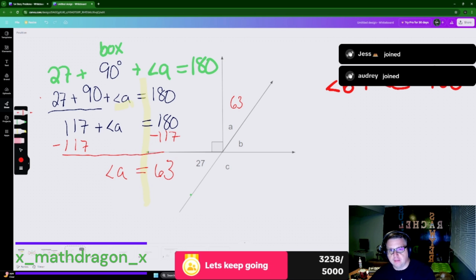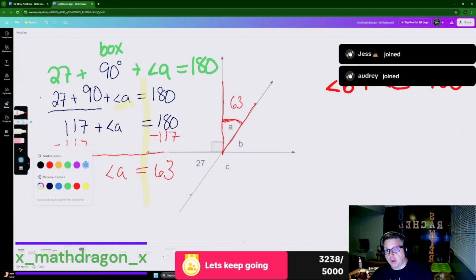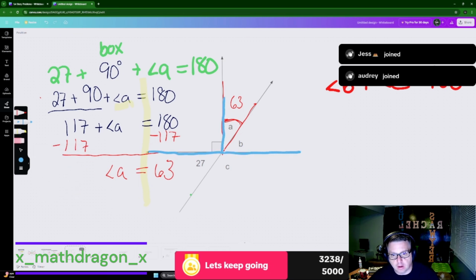So we just said that angle A right here is 63 degrees. Now, if you can visualize, and this is how you have to train your brain, draw a straight line. If you can draw a straight line, then any angles that are put together in that straight line make 180 degrees. So I've got 90 plus 63 plus angle B. And that's how you want to set it up in your head. So, we know B and C equals 180.